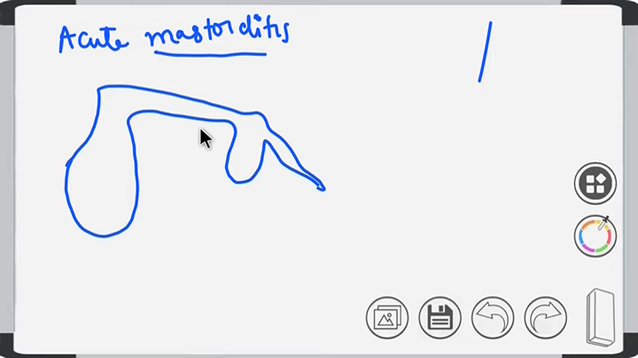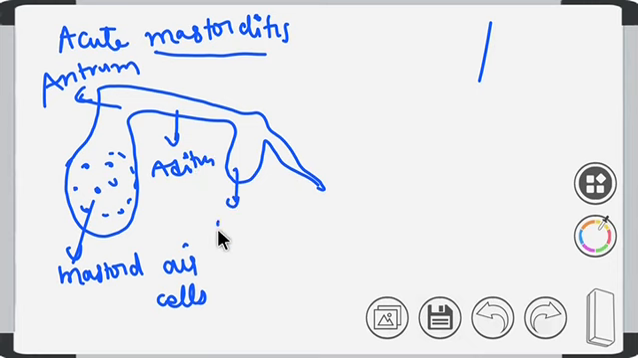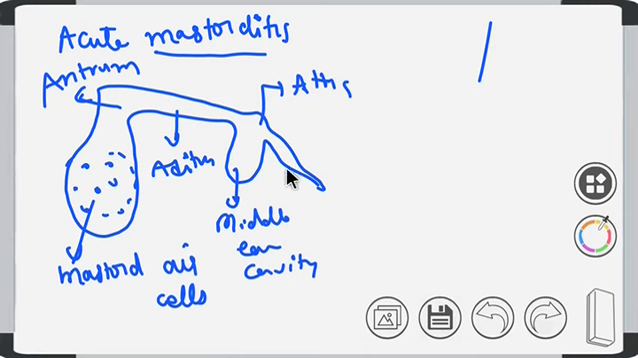This is how the middle ear cleft looks. Here we have mastoid air cells, right? These are mastoid air cells. This is the antrum. This is the aditus. This is the middle ear cavity. This is the attic. This is the eustachian tube. Clear?